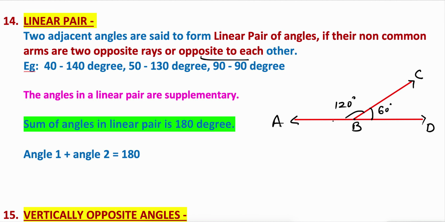So two adjacent angles are said to form a linear pair if their non-common arms are opposite. As we all know, BC is the common arm and B is the vertex, and the non-common arms are AB and BD. And if AB and BD are opposite to each other, here AB and BD are opposite to each other, so the angles formed are said to be in a linear pair.